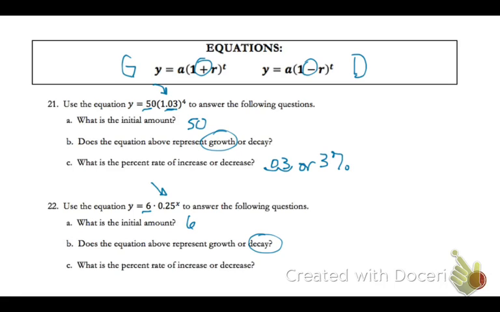Now to find that rate of decrease in this situation, you need to take what you've got there and subtract it from 1. So 1 minus 0.25 is 0.75. So this is the rate of decrease, or if we move the decimal 2 places to the right, 75%.